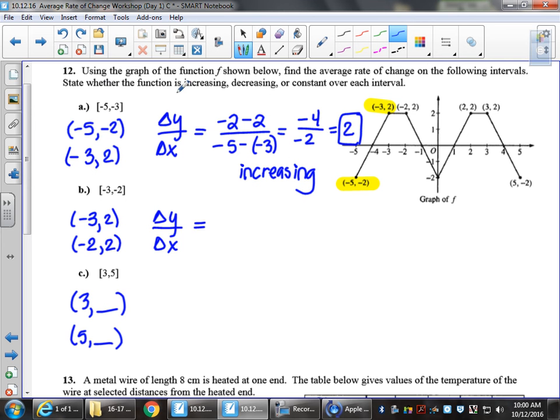The last part says state whether the function is increasing, decreasing, or constant. So because I have a positive value, I know it's increasing. Right? Very good. Nice job.